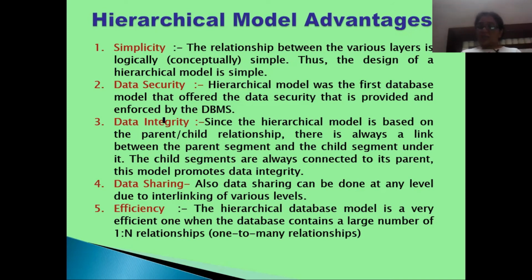Now what is data integrity? To keep data the same way throughout the model, throughout the various tables and the various databases of a DBMS system, which is also implemented here. Why? Because this model is based on a parent-child relationship.